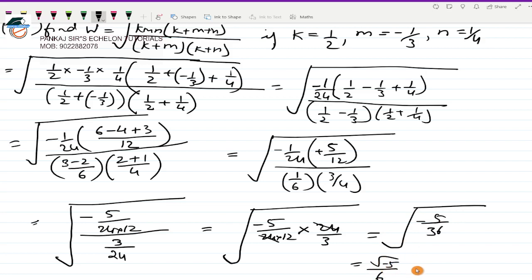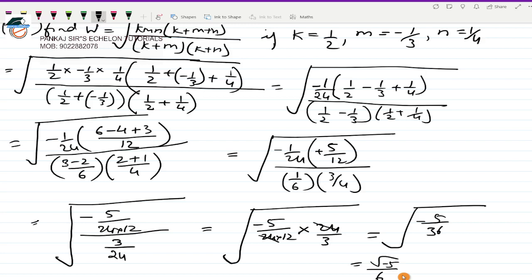Now square root of a negative number is something which is meaningless. So I don't know what answer is given behind. Let me check. And the answer for the 50th one is minus 5 upon 36. Okay. Minus 5 upon 36. So again, something wrong has happened. Okay. Let me check again. Right.